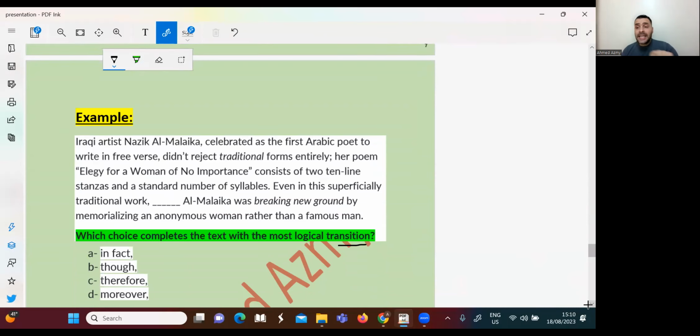Please read. The transitions: In fact, shows fact, what? Though, what? It's easy, therefore, to state, moreover. A. In fact, it shows that when you state a fact for emphasis. Okay?